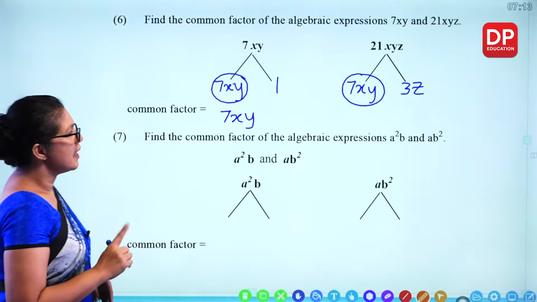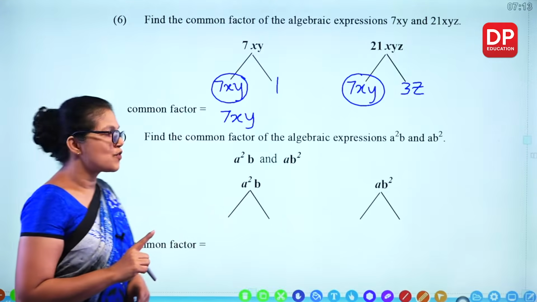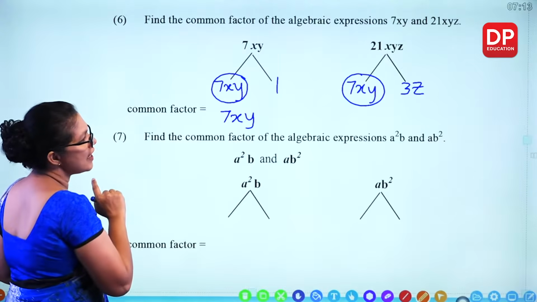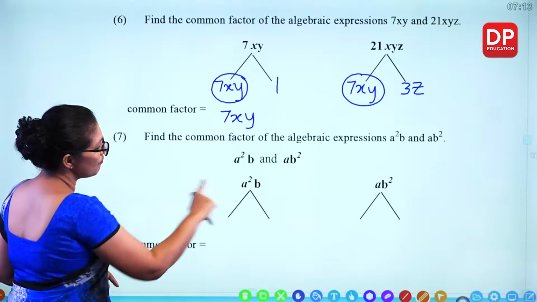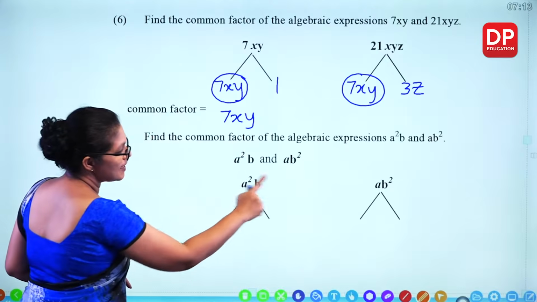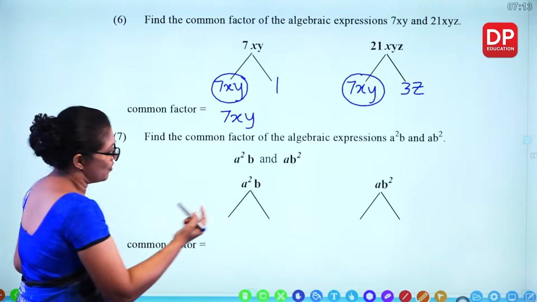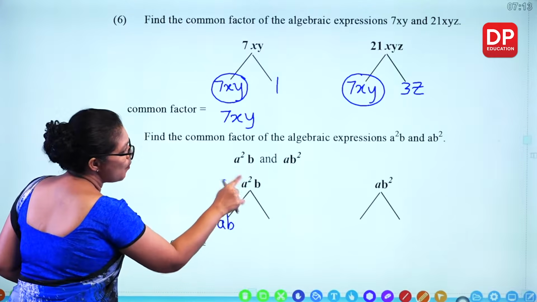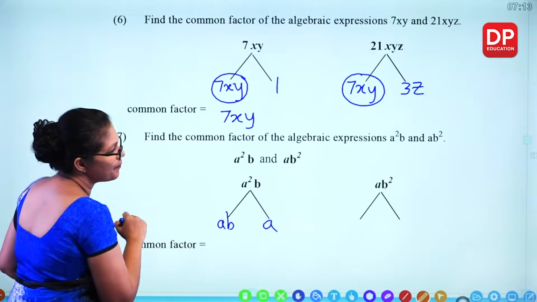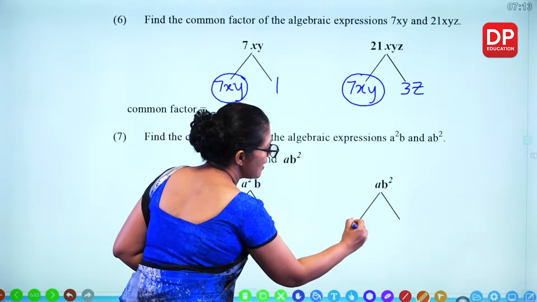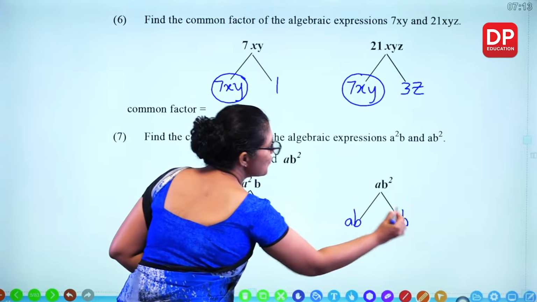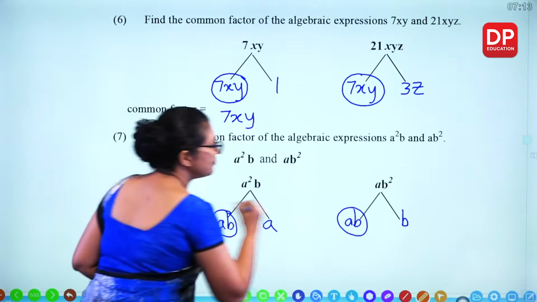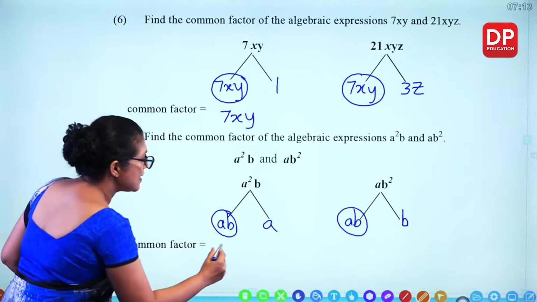Take this one, a squared b and a b squared. When you take this one, what's common? The letter a is common, the letter b is common. So we'll take ab. When you take ab, 1a is remaining there. When you take ab, 1b is remaining there. So what's the common one? The common factor is ab.